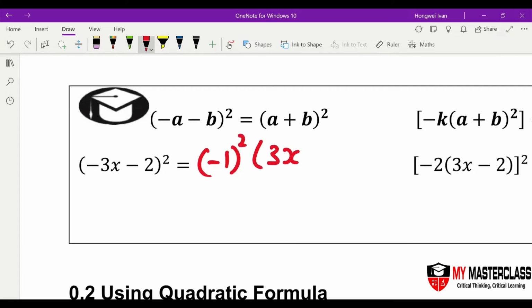So this is 3x plus 2 bracket square. When you factorize out the negative 1, many students will forget. When you factorize out the negative 1 from the square, they forget the square. Very common one. Okay, very common. So it's equals to negative 1 square, positive. So that's why you're left with 3x plus 2 square.